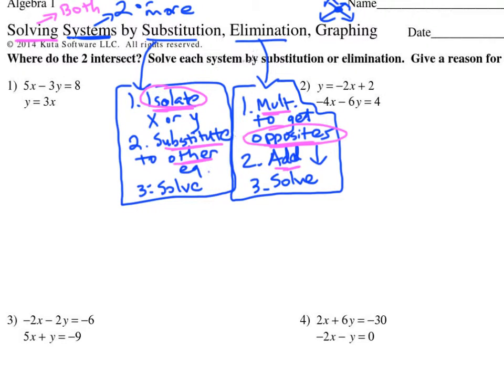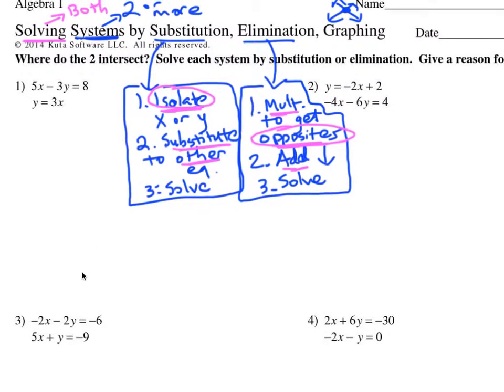So the key things, guys, if you can isolate really easily, do substitution. If you can create opposites really easy with elimination, maybe you have to multiply just a little bit, then go with elimination. Okay, so let's take a look here at just a couple of them.